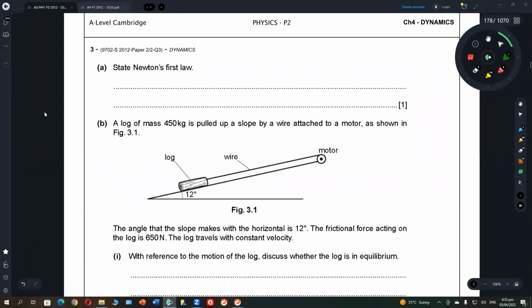State Newton's first law. The object will remain in the state of rest or motion unless a resultant force is applied, until an external resultant force acts on it. A log of mass 450 kg is pulled up a slope by a wire attached to a motor as shown. A very similar question.